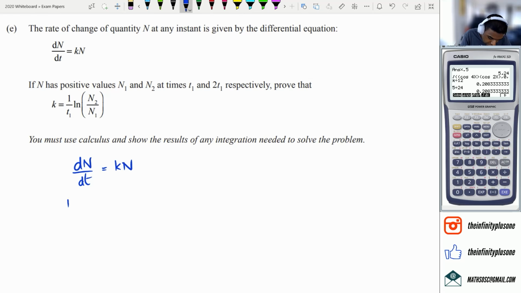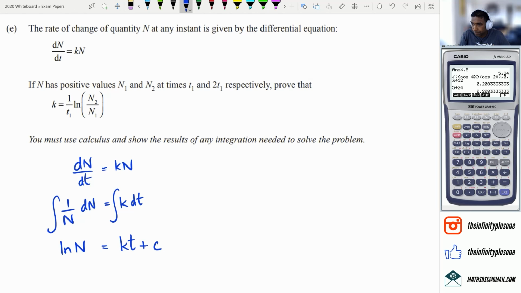So in this case, I'm going to bring this as 1 over n, dn equals k dt. At this point, I'm going to put the integral sign on both of them. Remember that the integration of 1 over n is going to be ln of n equals, and on this side I'm going to have kt plus c. So this is our first achieve: separate variables and correct integration. This part right here is going to get you an achieved.